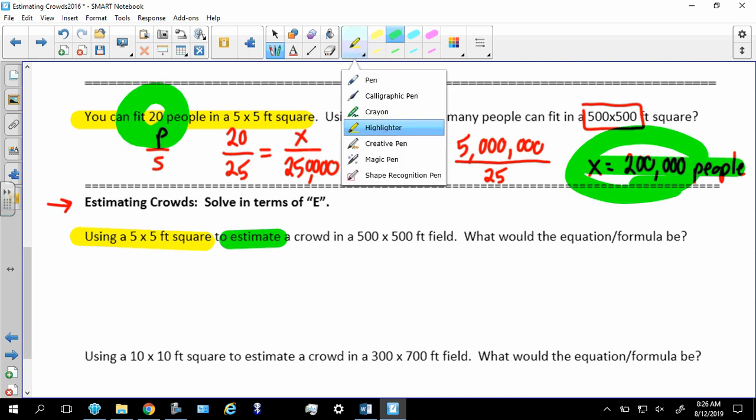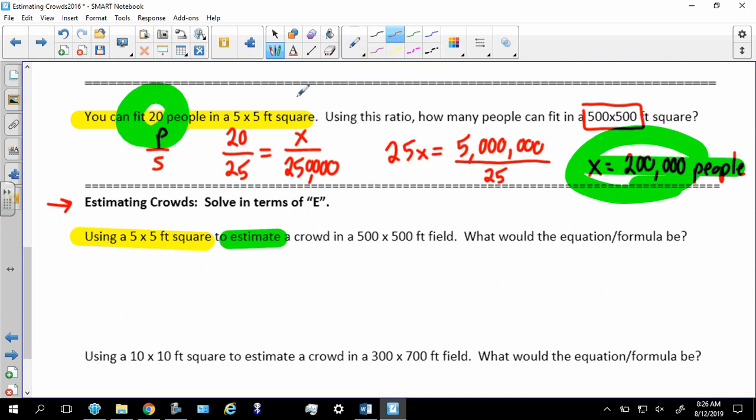All right, so if we're not given any information regarding who can fit in that square, we are going to use still the people over space, but now it's going to be E over 25. So now it's E over 25. Now E means we don't know how many people can fit in the square. So E over 25 is equal to X over, again, 250,000.